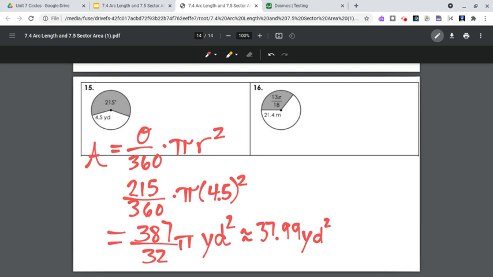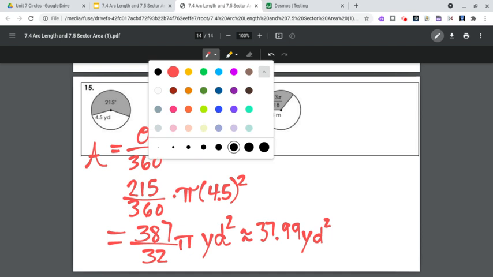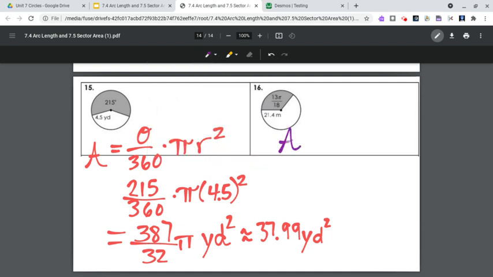Okay, last one. We are given our shaded region. We want to calculate the area. This time our theta is in radians. So we're going to use our formula A equals 1/2 r squared times theta, because theta is in radians. 1/2 times 21.4 squared times 13 pi over 18.